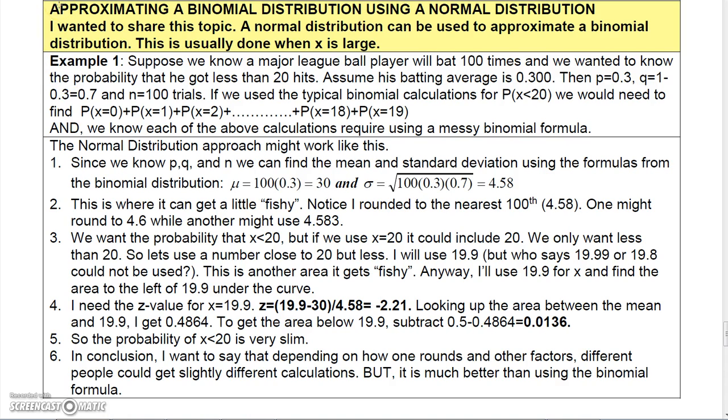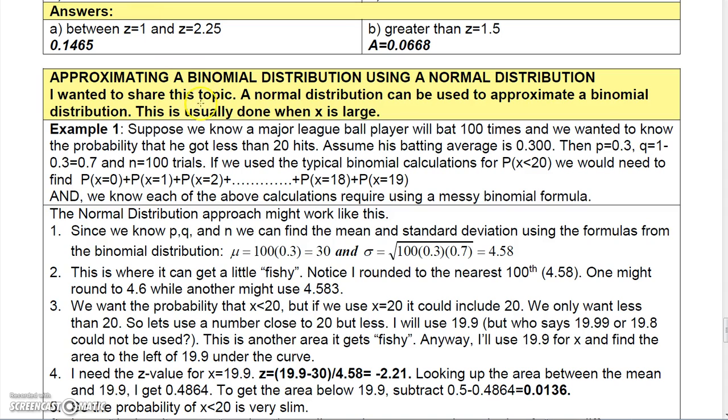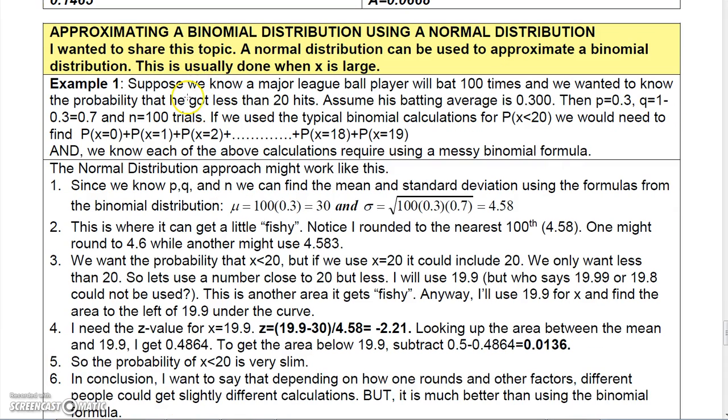Sometimes a binomial distribution has numbers that really get too large to work with. So what you can do sometimes is use a normal distribution in order to approximate a binomial distribution. Now there is some ambiguity in this, and you'll see it as we do this example. So look at example 1.